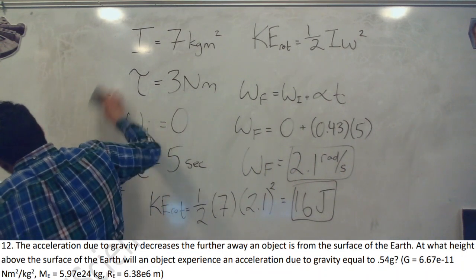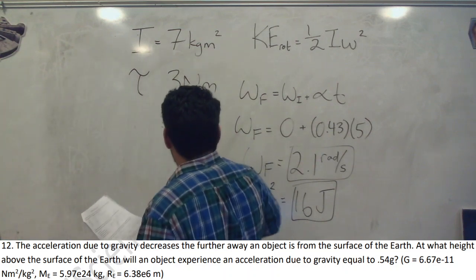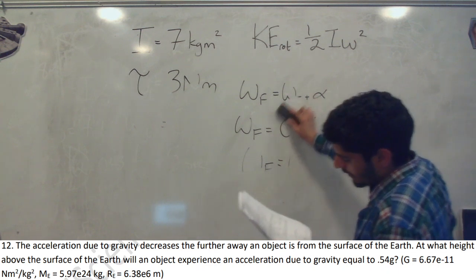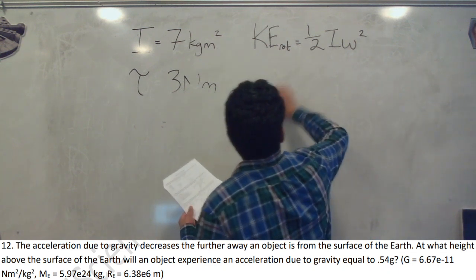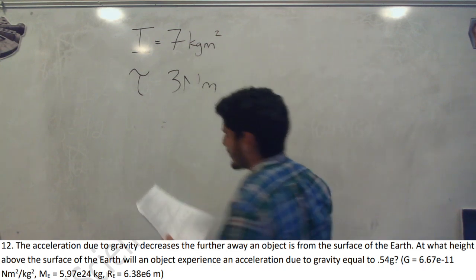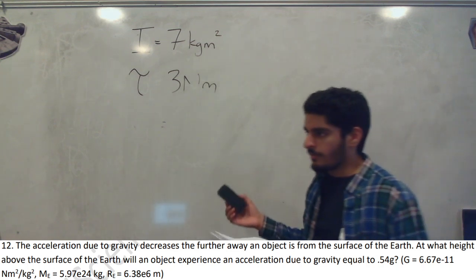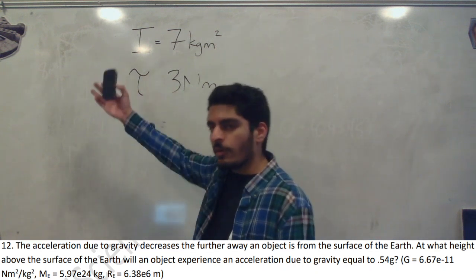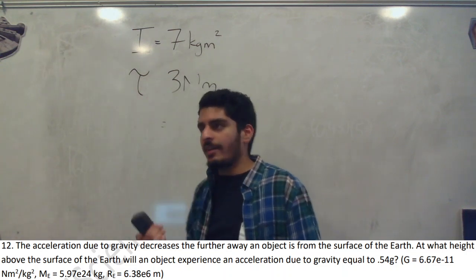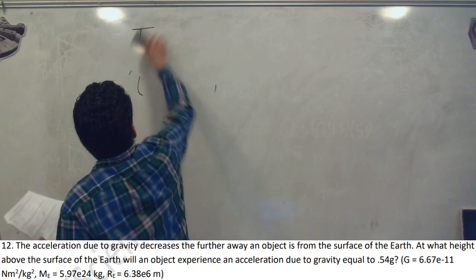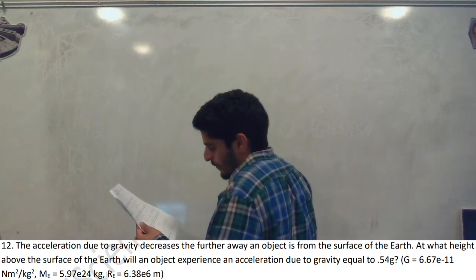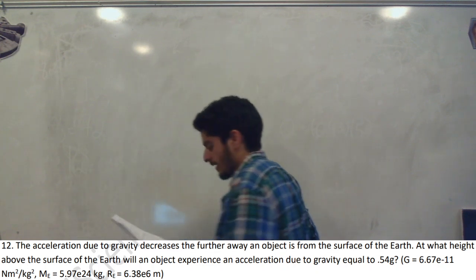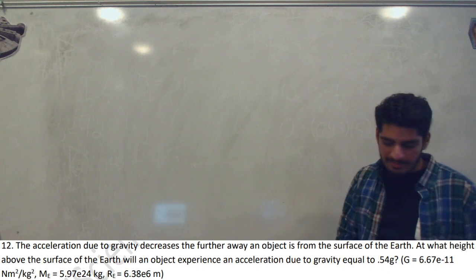And so now we have another gravity problem. It tells us the acceleration because of gravity is decreasing the further away an object is from a surface. Well, logically that makes sense, right? The further away you are from Earth, the less there is gravity. That's why if a spaceship goes far enough, they will be in space and not be pulled back to Earth by Earth's gravitational force. And so it tells us at what height above the Earth's surface do we experience an acceleration due to gravity of that specific amount, 0.54 g.